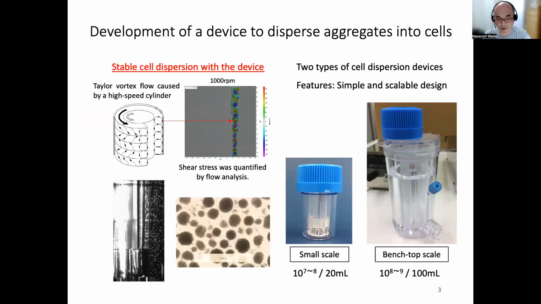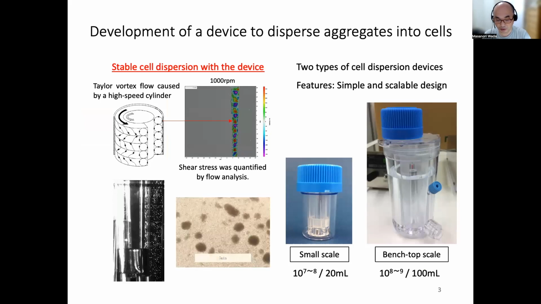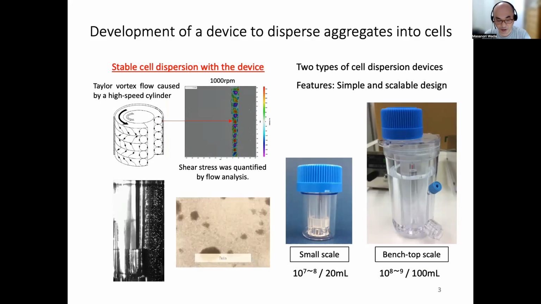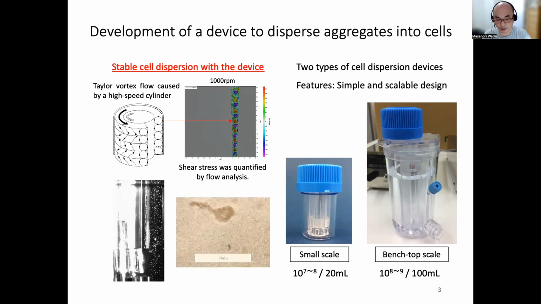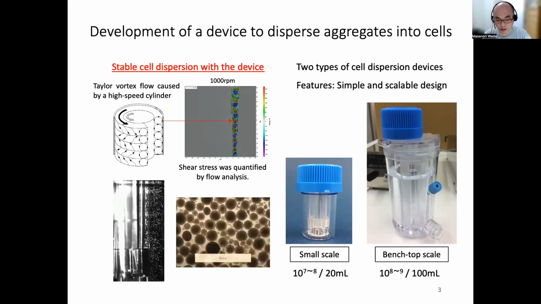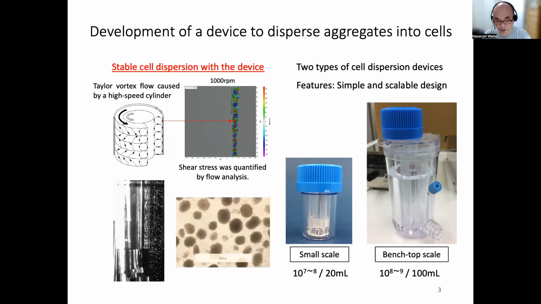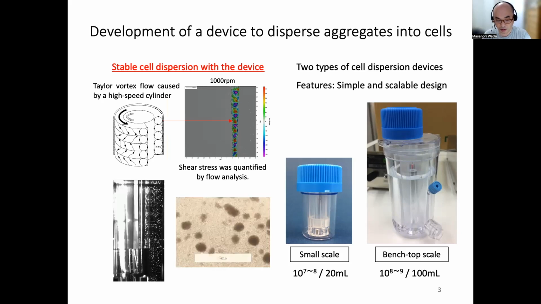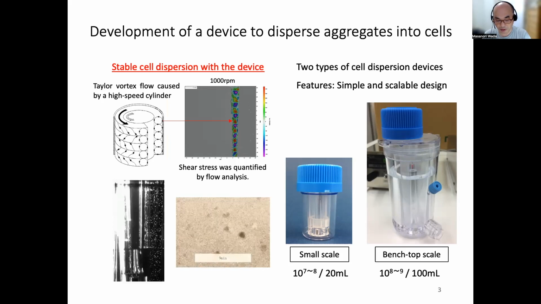To disperse cell aggregates into single cells, shear stress is required to dissociate the adhesion between cells. In the manual cell dispersion process, shear stress is applied by pipetting. The cell dispersion device we have developed is equipped with a simple rotating cylinder, which is characterized by applying a constant shear stress by rotating the cylinder at high speed.